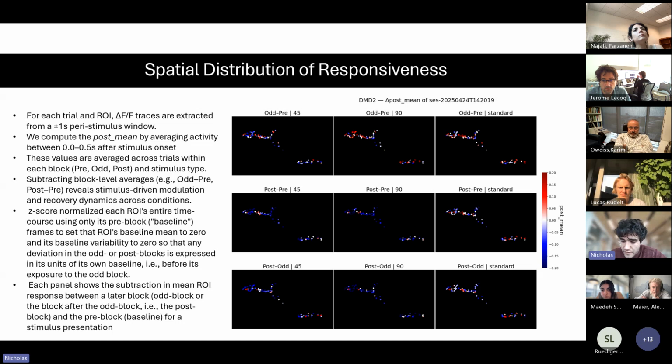So the plots I'm going to be showing now make use of the raw signal rather than the filtered signal I showed in the last slide. In this case, I took the peristimulus windows for the 45 degree, 90 degree, and standard stimuli from the pre-block, that is the orientation tuning block prior to the odd block, for the odd block, and for the orientation tuning block after the odd block. My goal was to see how the average responsiveness of each ROI to these different stimulus presentations varied because of the presentation of the odd block.